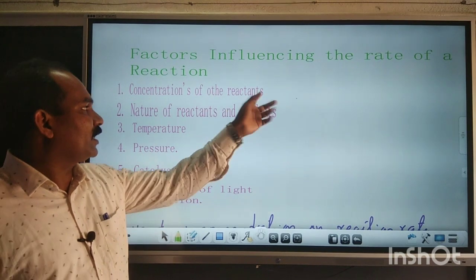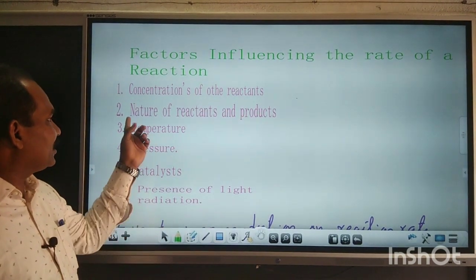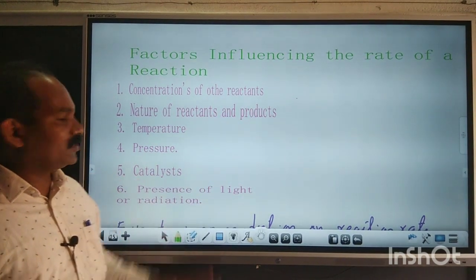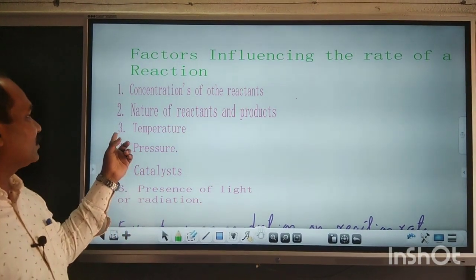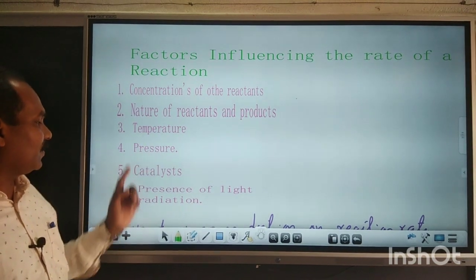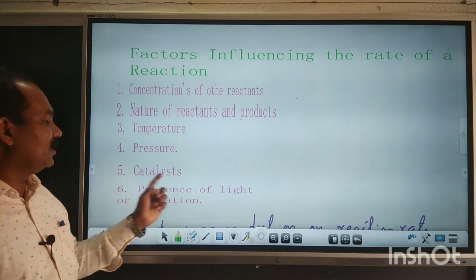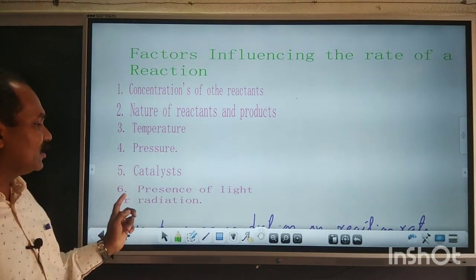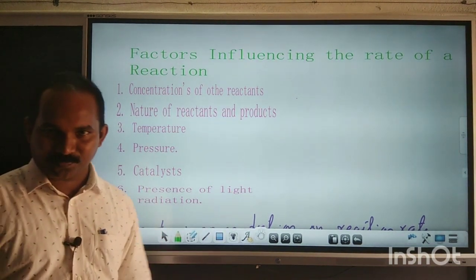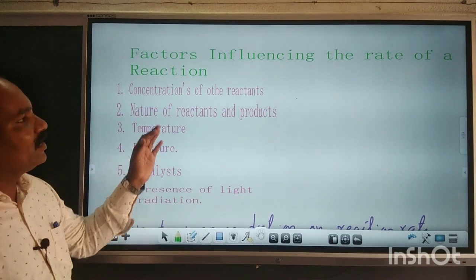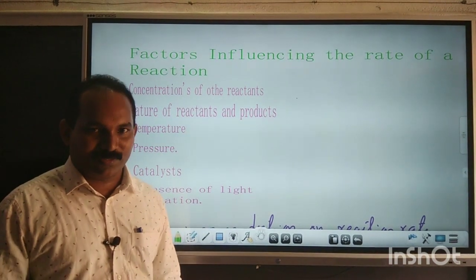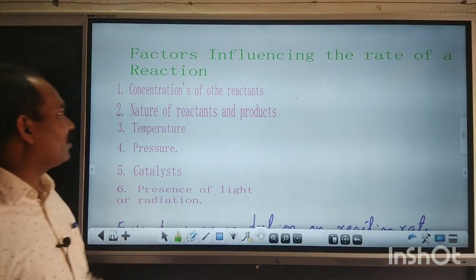Concentrations of the reactants. Second factor is nature of reactants and products. Third factor is temperature. The fourth one is pressure. Fifth one is catalyst. And the last one is presence of light or radiation. So these are the factors influencing the rate of a chemical reaction. Let's discuss one by one.